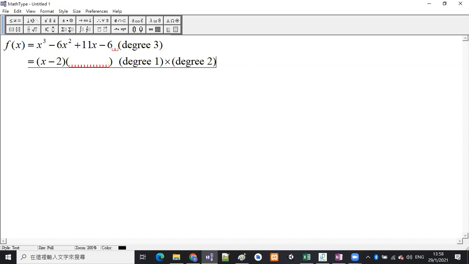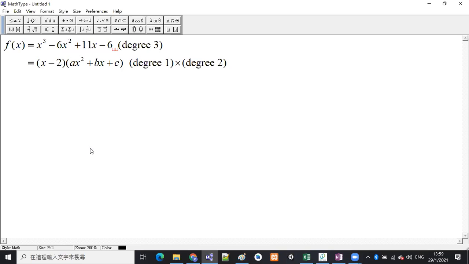Can you get this? So what is the shape of this long bracket? What does it look like? It should be a degree 2 polynomial. Okay, so it should be like ax squared plus bx plus c. Okay, the highest power of x should be equal to 2. Can you get this?